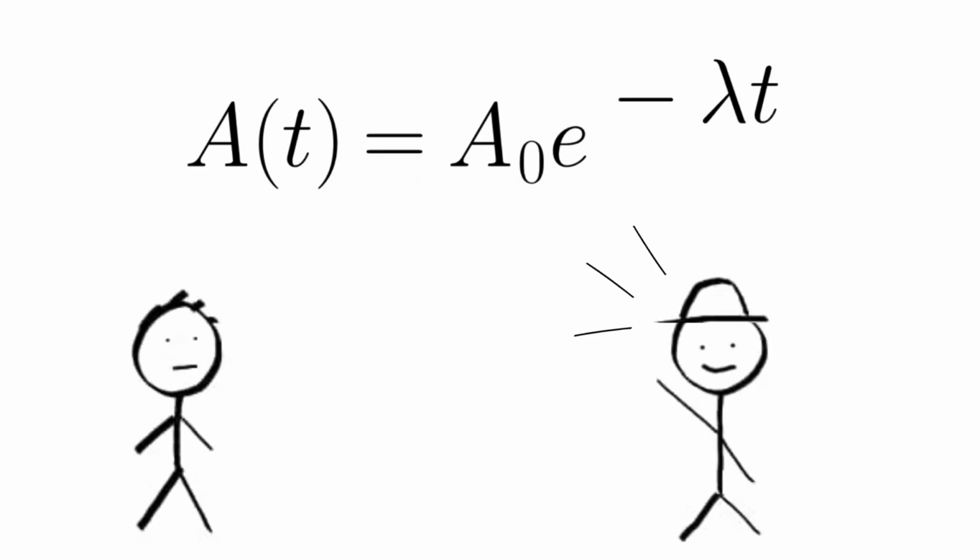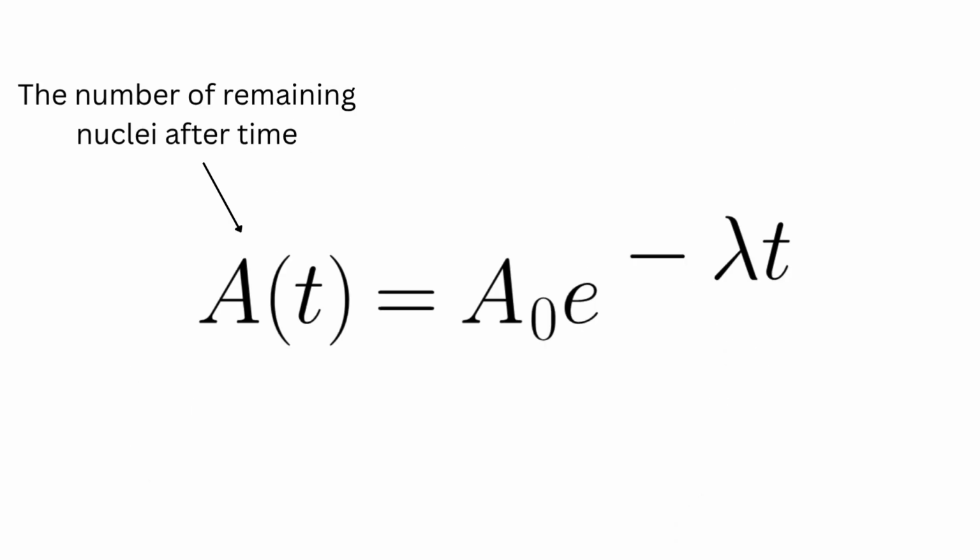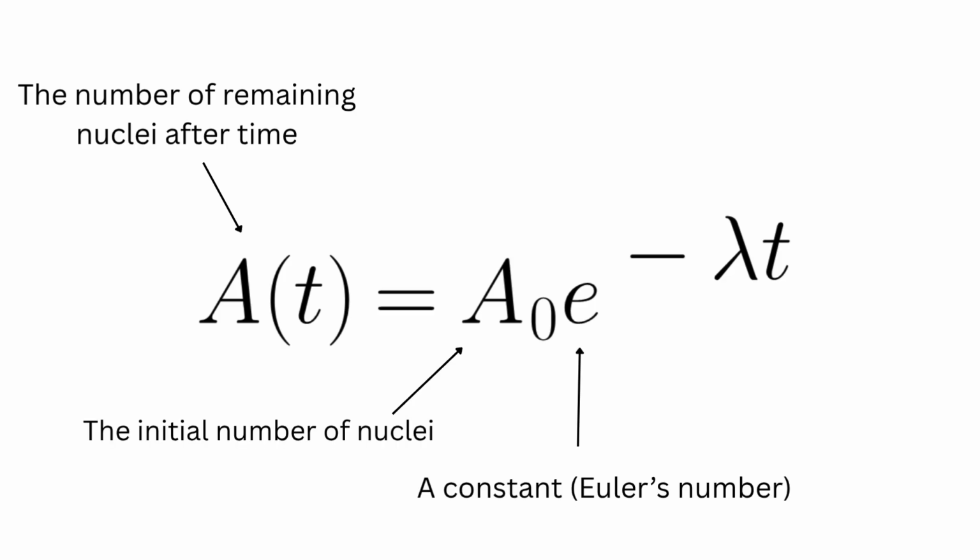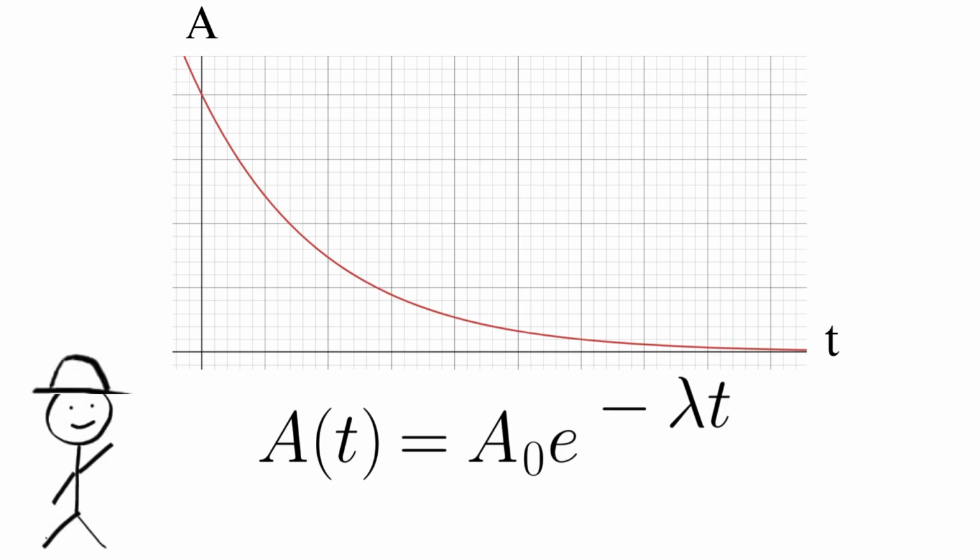This is the formula used by archaeologists to estimate dinosaur bone ages. A in this formula represents the number of nuclei remaining after time. A0 represents the initial number of nuclei. E is a constant called Euler's number. Lambda is the decay constant and t is time. This is what the graph of the formula looks like.